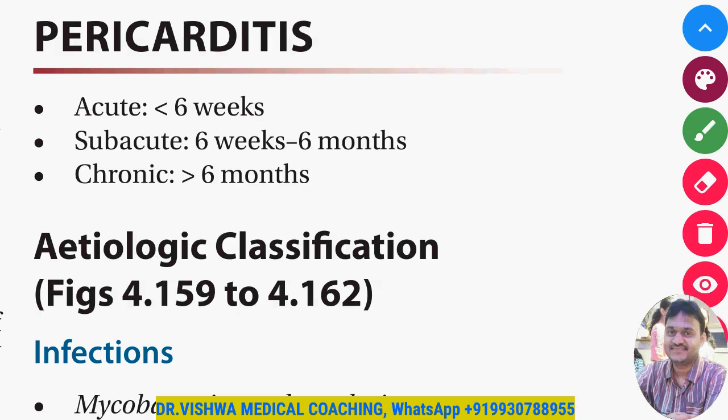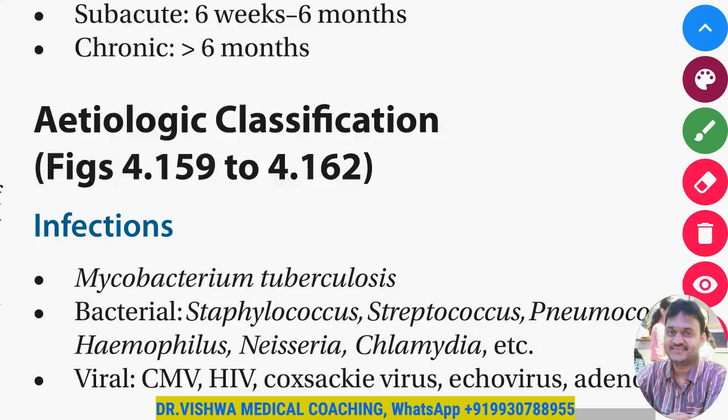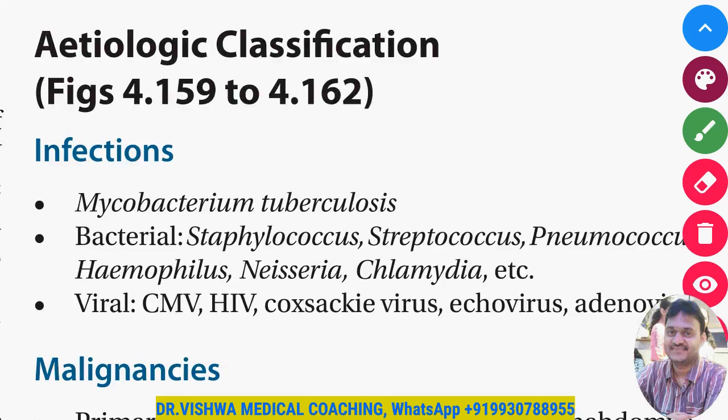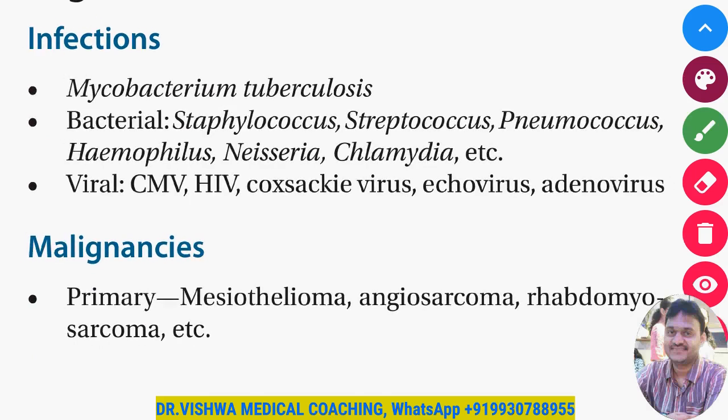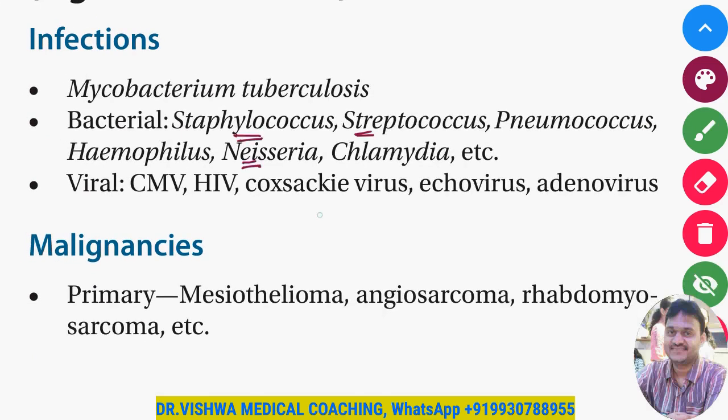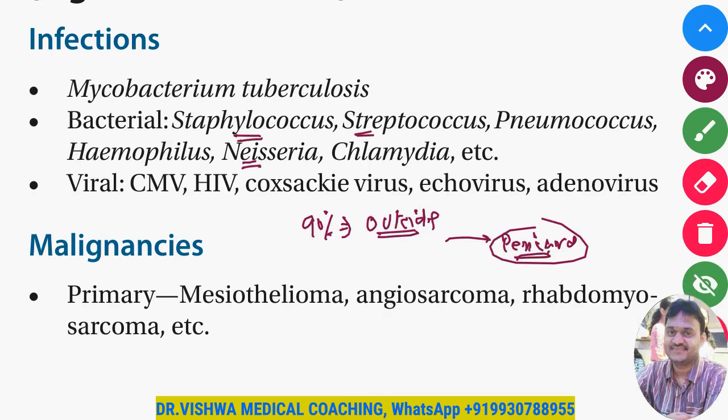So what exactly can be the etiological factors? Most of the time it can be bacterial infections. Very commonly it is mycobacterium, or we can also have staphylococci, streptococci, Neisseria. 90% of the time this infection comes from outside, because we don't have anything going into the pericardial cavity directly unless it is a trauma from outside. So these infections usually come from a primary focus which is outside the cardiac anatomy.